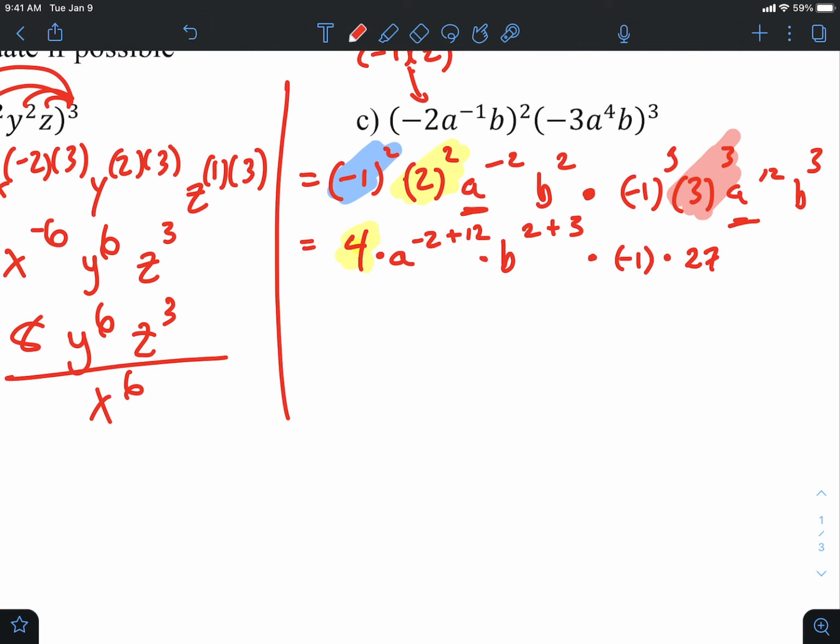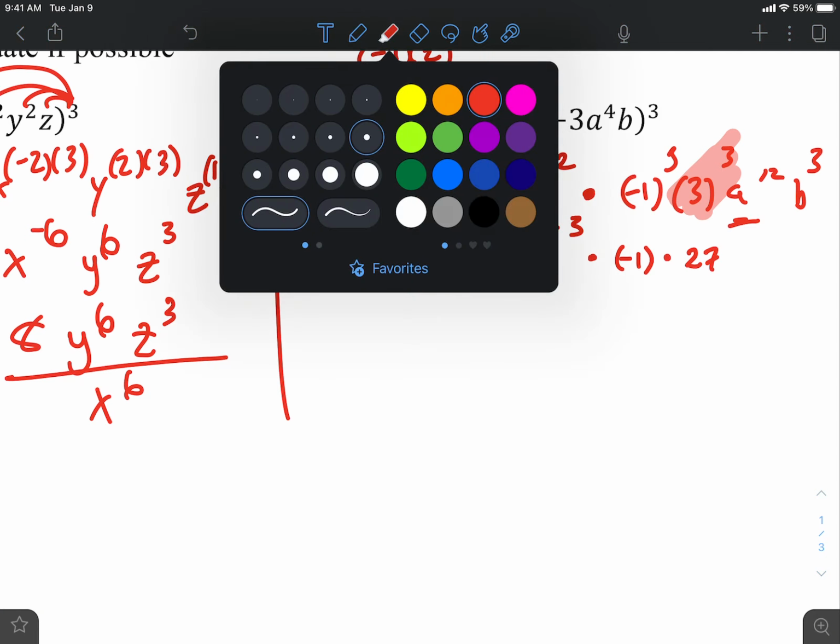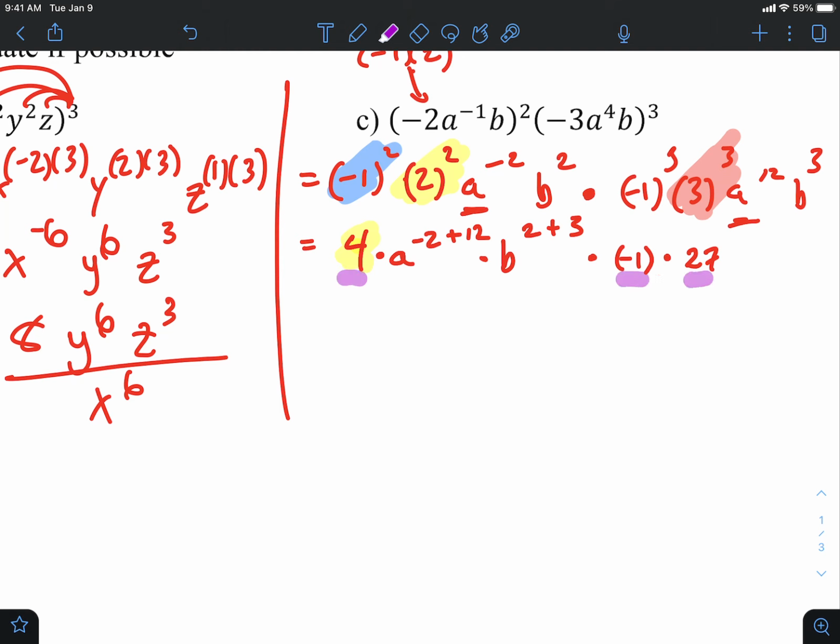Okay, so now in this line, we'll just do the little cleanup. I can multiply numbers together. So -1 times 27 is -27, times 4 is what? 27 times 2 is 54, 54 times 2 would be 108, and don't forget the negative. So I'm going to get -108, and then simplify the a and b bases. So a, -2 plus 12 will be 10, and b, 2 plus 3 is 5. There's your final answer.